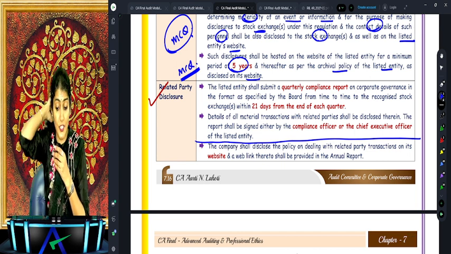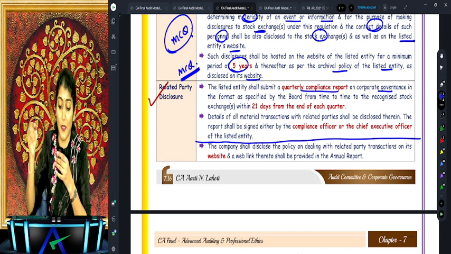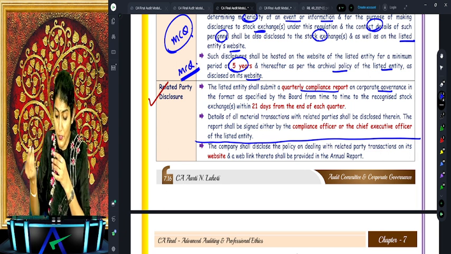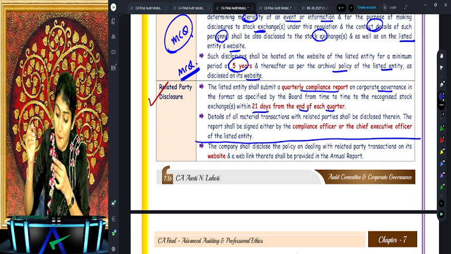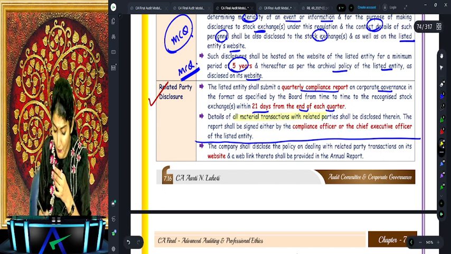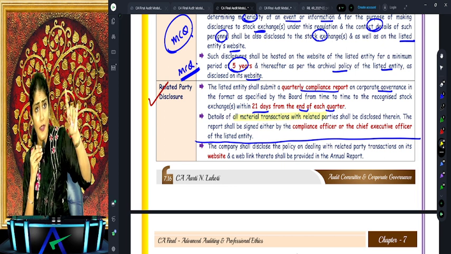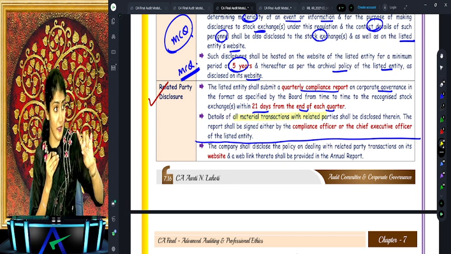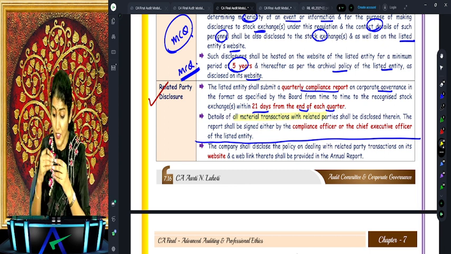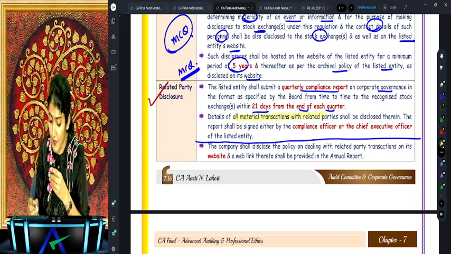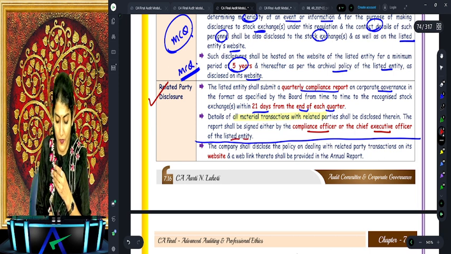The listed entity shall submit a quarterly compliance report on the corporate governance in the format specified by the board from time to time to the recognized stock exchange within 21 days from the end of each quarter. And details of all the material transactions with the related party. What is material transaction with related party? 1,000 crore or 10% of the annual consolidated turnover, whichever is lower. You remember that? Details of material related party transaction shall be disclosed therein. And who needs to sign this report? The report needs to be signed by the compliance officer or the chief executive officer of the listed entity.